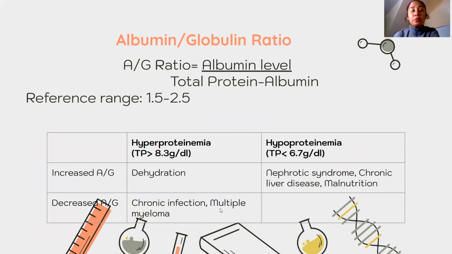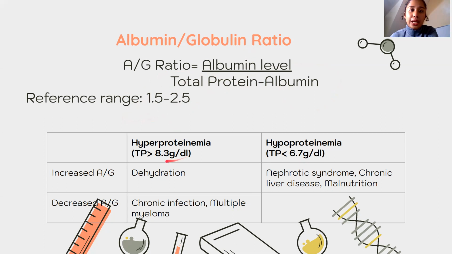So class, ito, albumin over globulin ratio. Yan. So, mahalaga tong albumin globulin ratio as our guide on differential diagnosis of your diseases. So, A over G ratio is albumin over globulin. Di ba ang globulin nakukuha total protein minus albumin. Yan. So, that's AG ratio. The normal range should be 1.5 to 2.5.